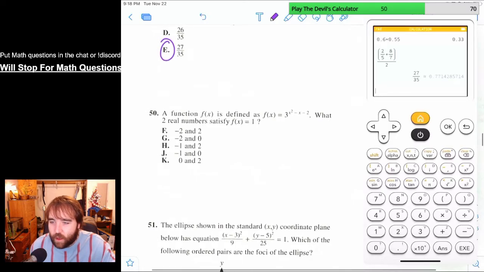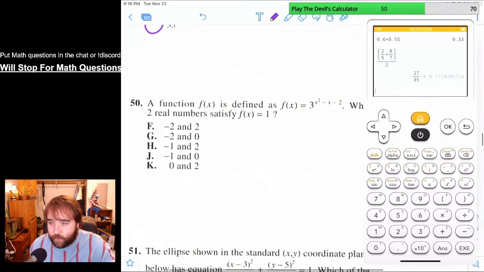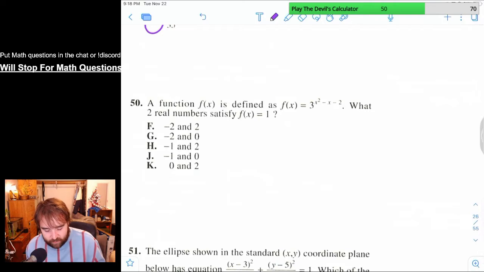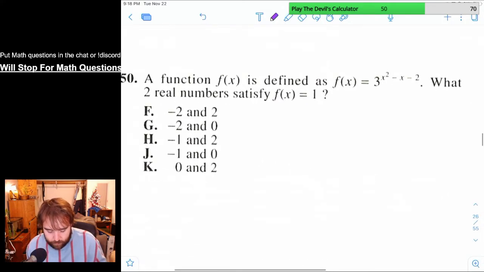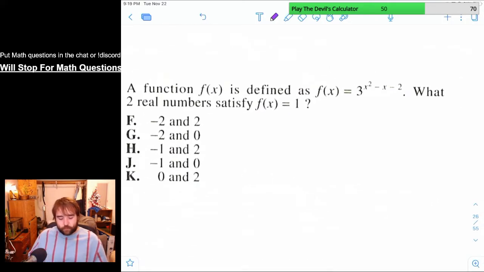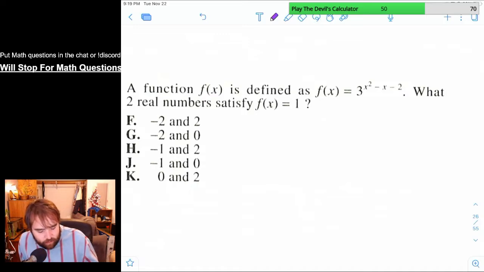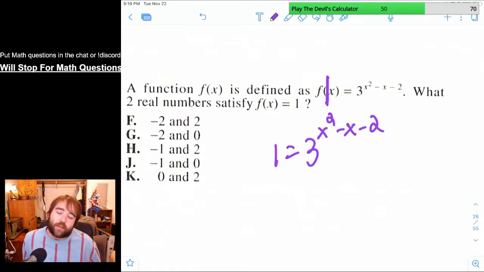All right, 50. A function is defined as that. What two real numbers satisfy f of x equals 1? Okay, so we're setting the whole function equal to 1. And now you might be confused for a second, or you might just jump straight to logarithms. But I don't even think we need to necessarily, because think about if you take 3 to some power and you get 1, what does that some power have to be?